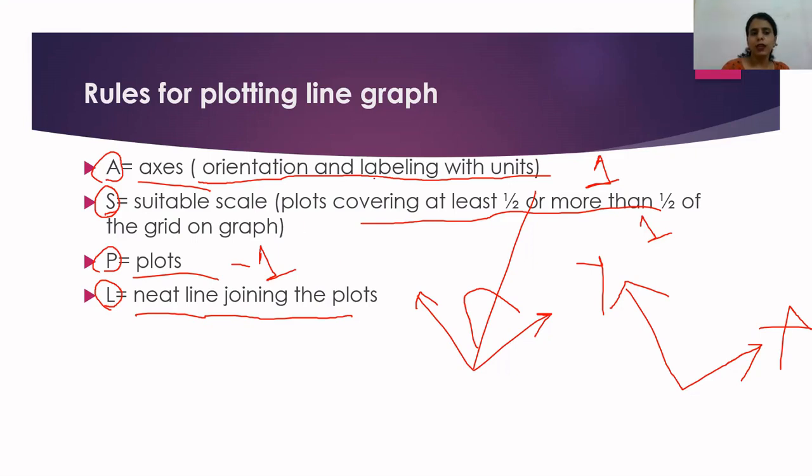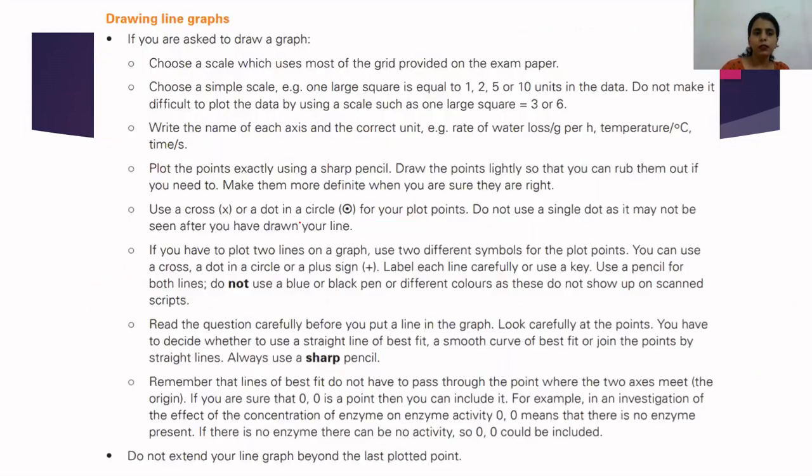So A is for axis, which is orientation and labeling with units. S is suitable scale. Plots should cover at least half or more than half of the grid on the graph. P is for plots, that is plotting of points. Plotting of points should be correct, then only you will be awarded 1 mark. And the last mark is for neat line joining the plots. But there are different criteria for joining the plots. This is actually the rule of plotting the graph as per the IGCSE guidelines.